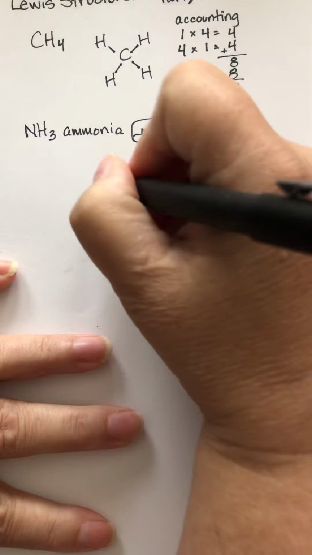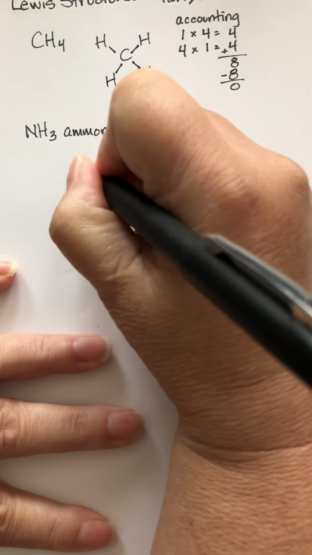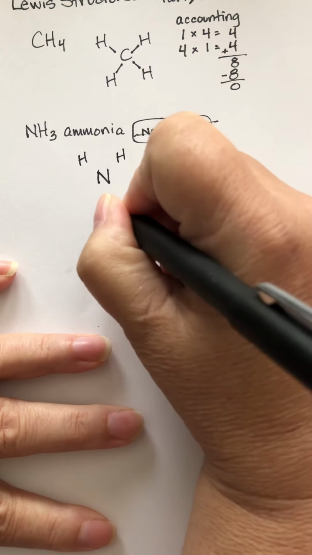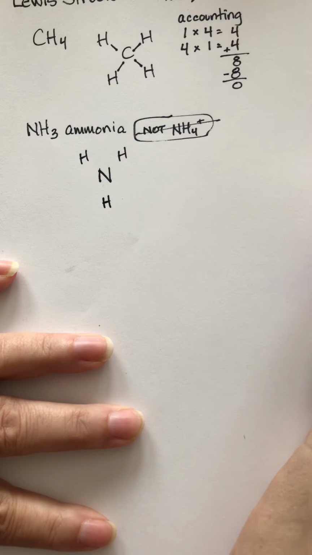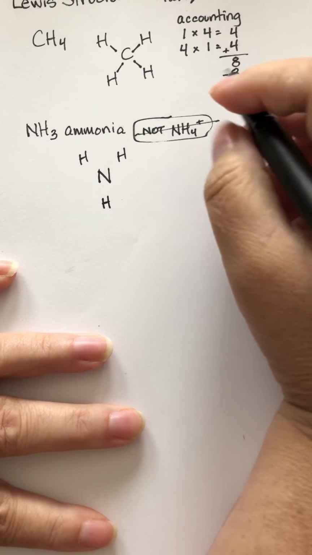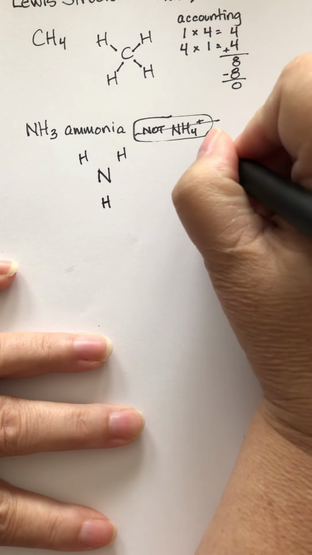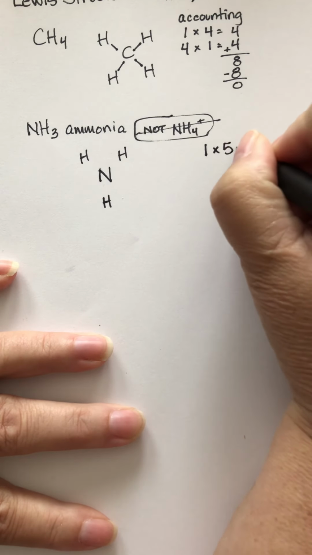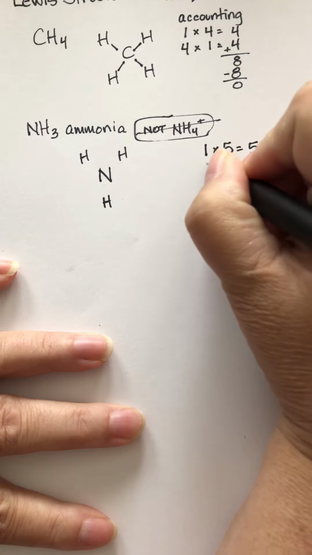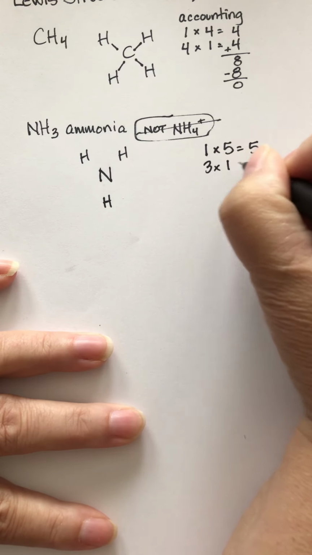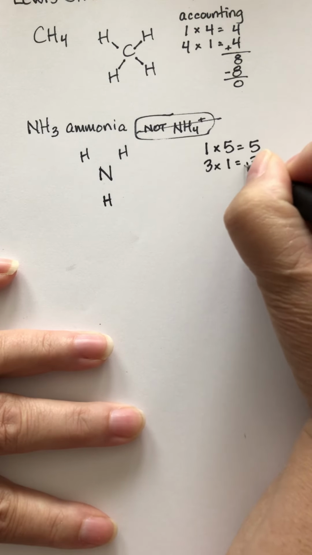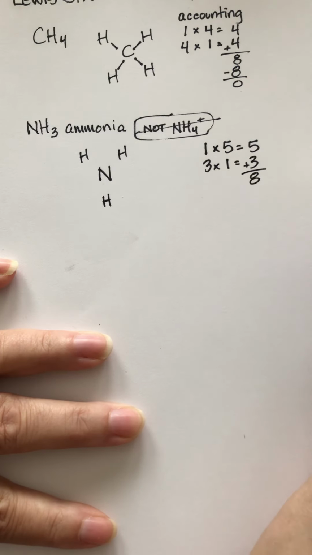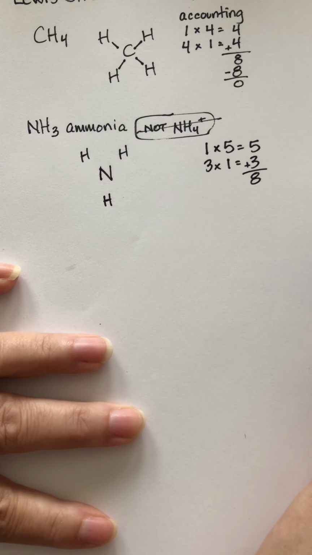Okay, so we're going to put nitrogen in the middle. It has to go in the middle because hydrogen cannot go in the middle. All right, we're going to do our accounting for electrons. We have 1 nitrogen. It brings 5 valence electrons. We have 3 hydrogens, each bringing 1 valence electron. So we have a total of 8 valence electrons that need homes.